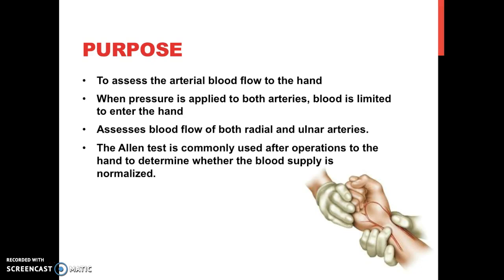The purpose of this test is to assess the arterial blood flow to the hand. When we apply the pressure, the blood is of course limited to the hand, affecting the blood flow. So this again assesses both radial and ulnar arteries. The Allen test is commonly used after operations to determine whether or not the hand has normal blood supply still or if something went wrong during surgery.